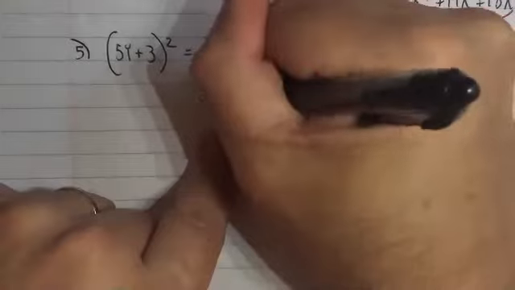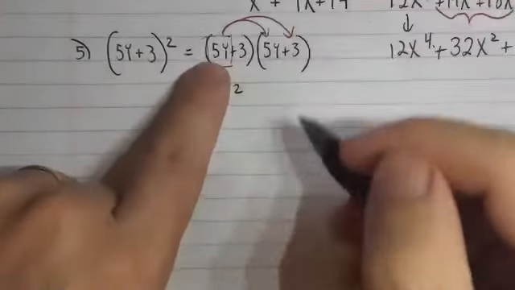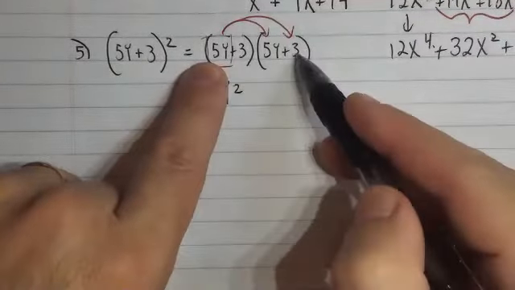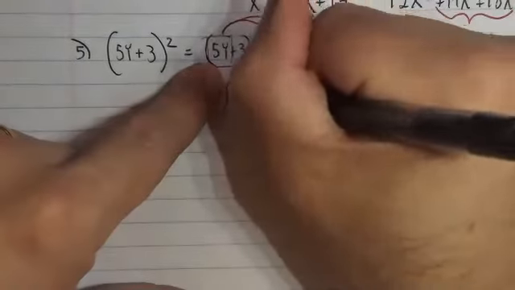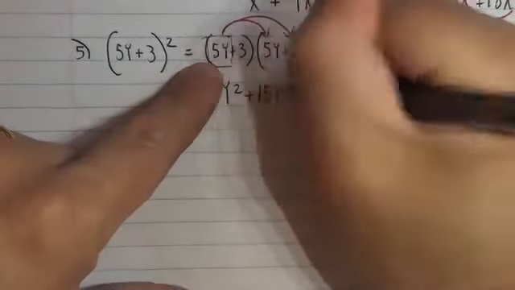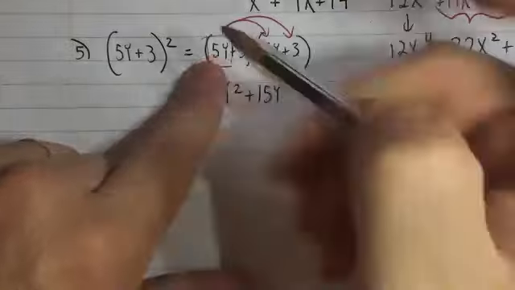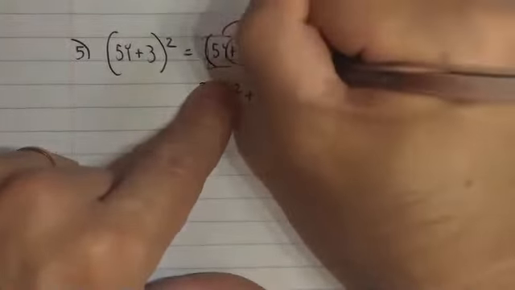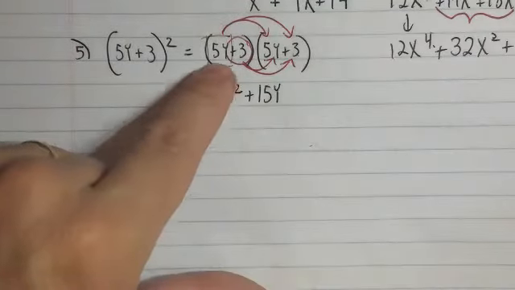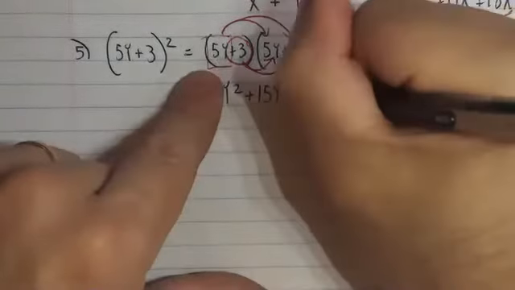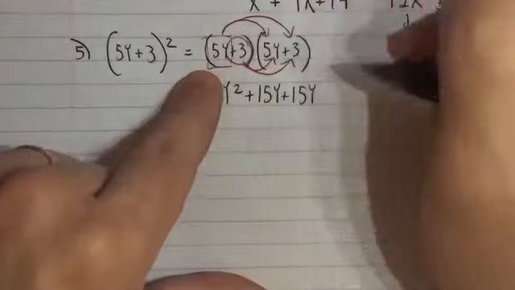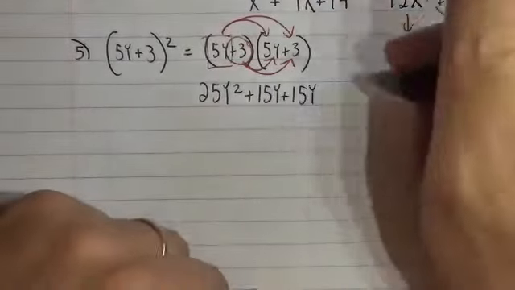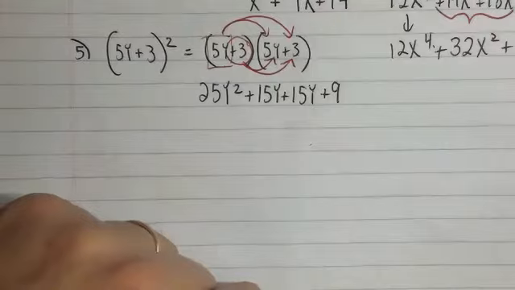5y times 5y is 25, and it's y squared, because it's y times y. 5y times 3 gives me 15y. To that plus 3 now. And we're going to multiply that to both terms. 3 times 5y would give me, again, 15y. And then 3 times 3 gives me 9.